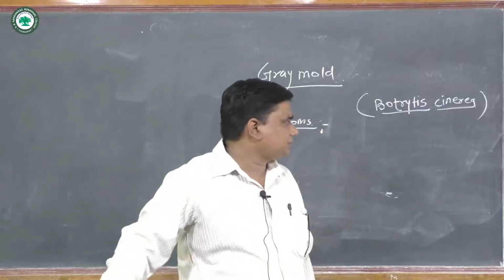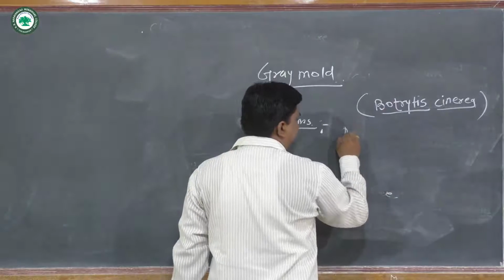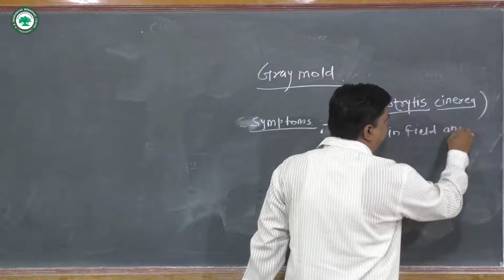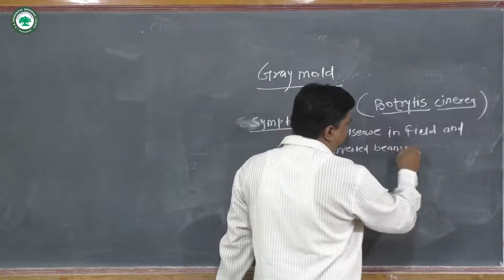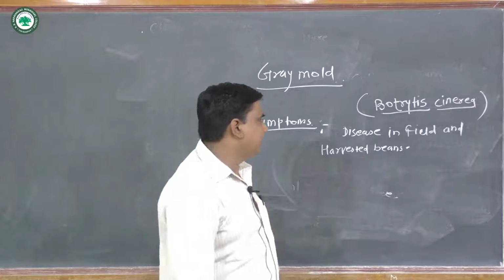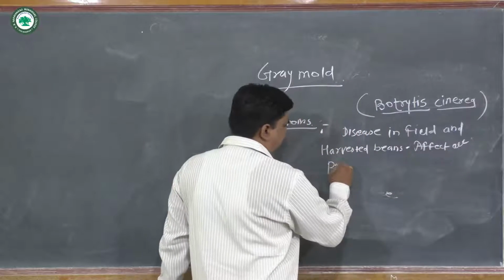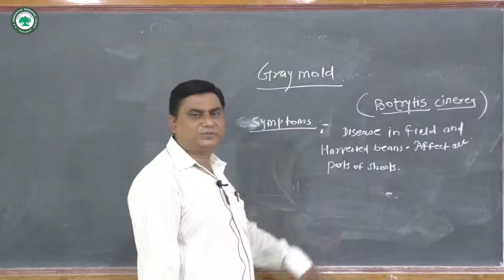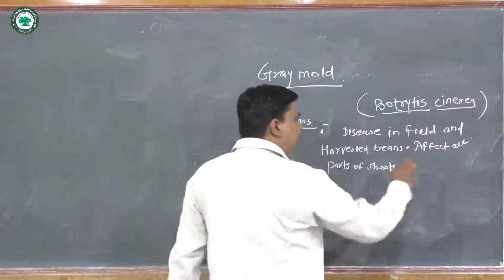It causes disease in the field as well as in harvested beans, and affects all parts of the shoot. Then another symptom is the longitudinal brown streaks.